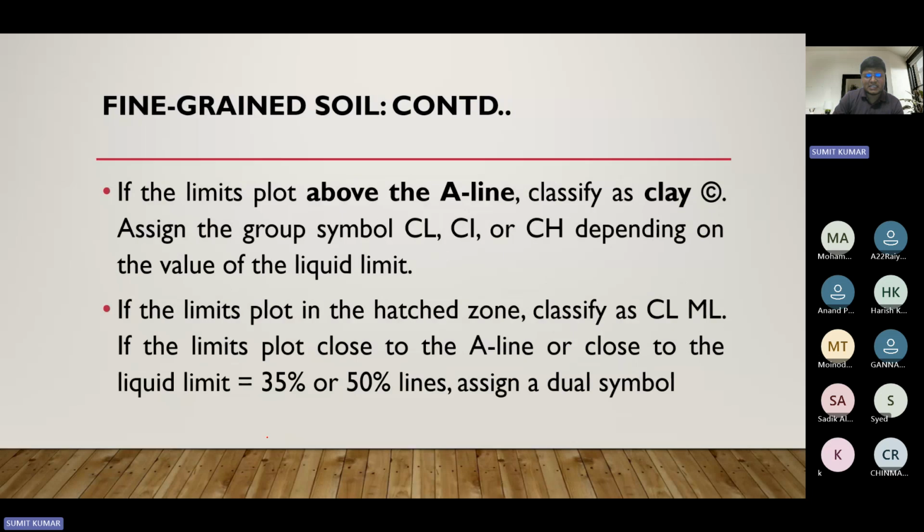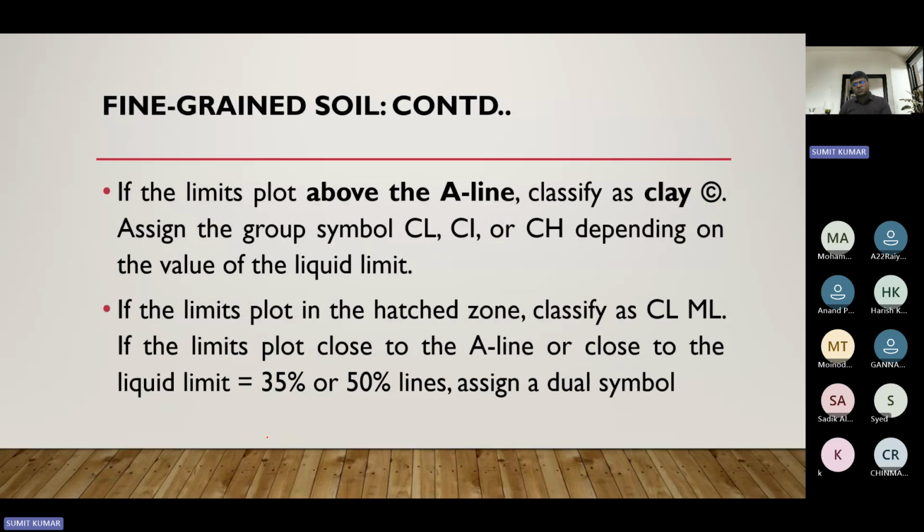Now, for fine grain soil only, if the liquid limit plots above the A line, classify as clay, C. This is C, not at the rate C. Assign the group symbol as CL, CI, CH, depending on the value of the liquid limit. If the limit plots in the hatched zone, then CL-ML; basically the dual nomenclature is also there.